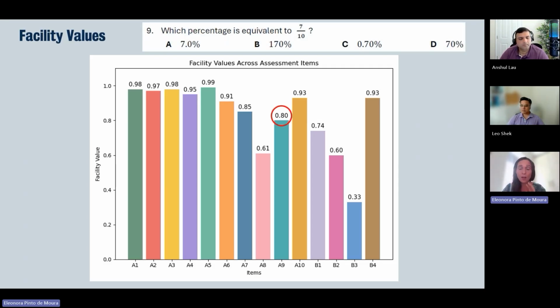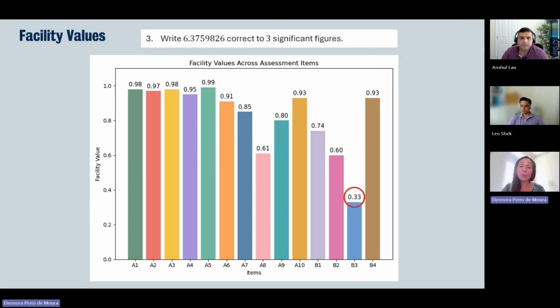For example, item A9 here has a facility value of 0.8, which tells me that 80% of the students got this question correct. On the other hand, item B3 had a facility value of 0.33, which made it the most difficult item in our test. So this metric really helped us assess which items were performing as we intended and which ones we needed to revisit.